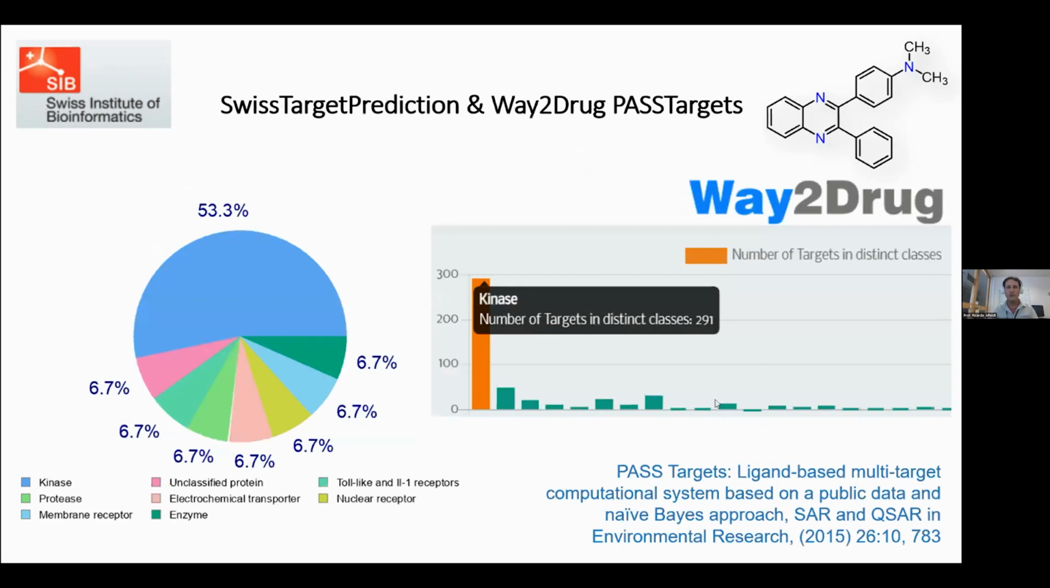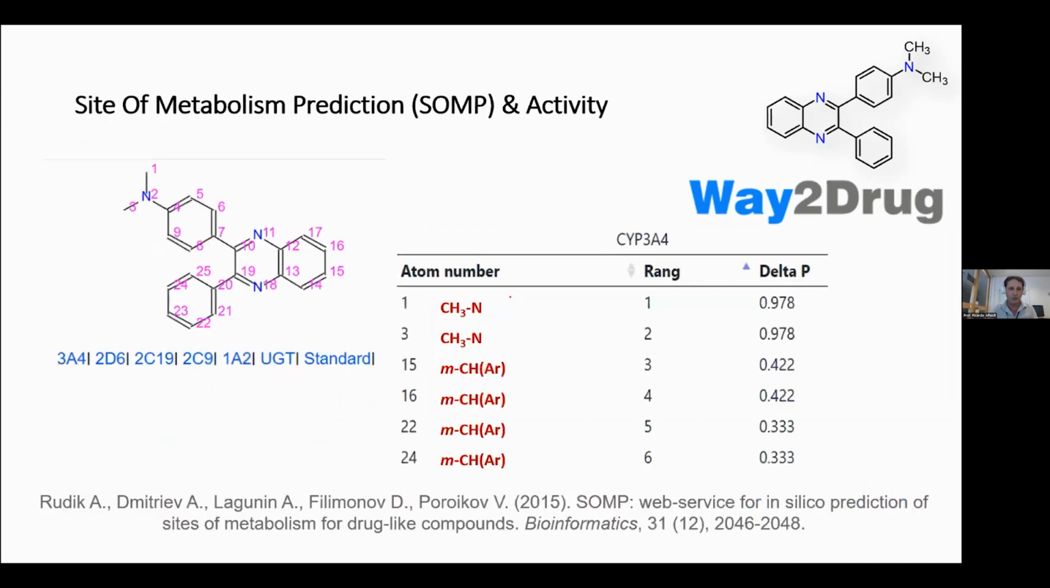And if we use the same tool from Swiss for target predictions, we see there is a significant number here in this chart that is related to kinases, which is also the category of the AKT1 that I showed in the beginning. And also, if we change to the well-known platform WayToDrug, we also see these results, where we can get nearly 300 different targets that this compound may be able to interact with, also related to kinases. So this motivated us even more.